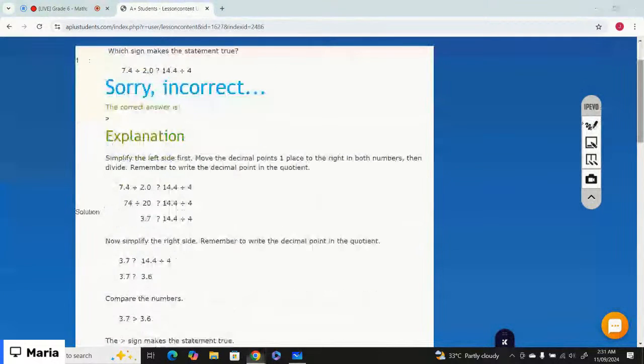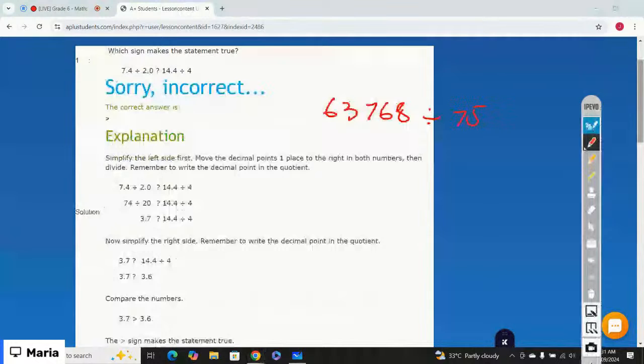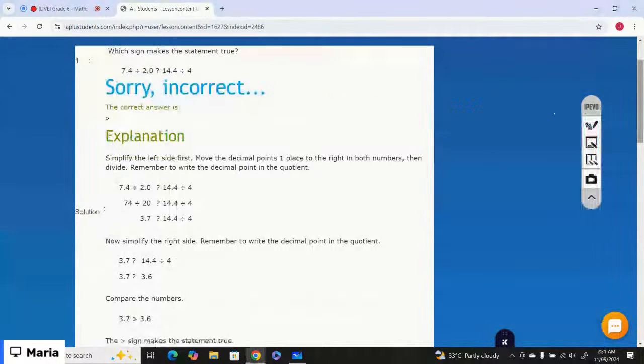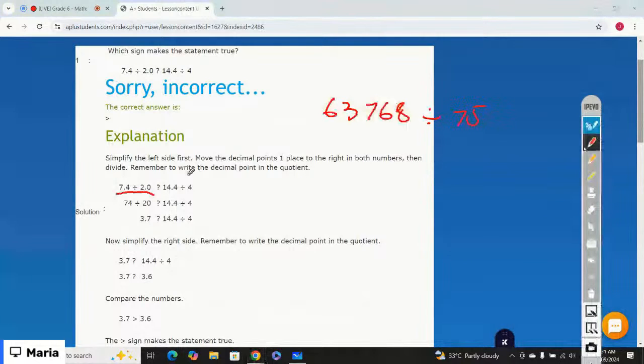That is 7.4 divided by 2.0. You have to see if that is greater or less than 14.4 divided by 4, right? So let's just look at the first one, that is 7.4 divided by 2.0. For both of the numbers, you have to move the decimal point one place right. That is 74 divided by 20, right? That is 3.7.